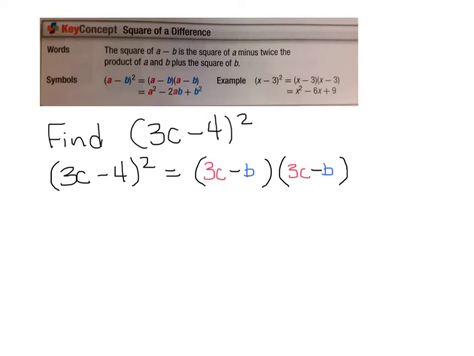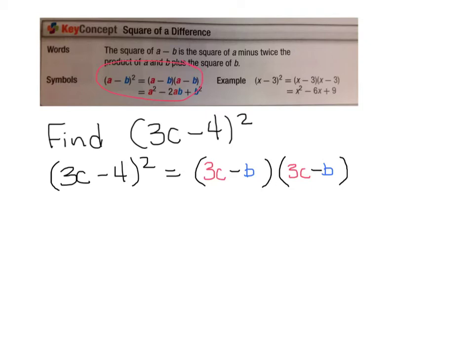Next, we're going to look at a very similar concept, except this time we're squaring differences. Previously we had sums. This time we have differences. So we've got 3c minus 4, quantity squared. Now you can do this. You can FOIL it, you can use your distributive property, you can use the Punnett square. Remember that to square something means to multiply it by itself. I'm going to use the shortcut that you see right here.